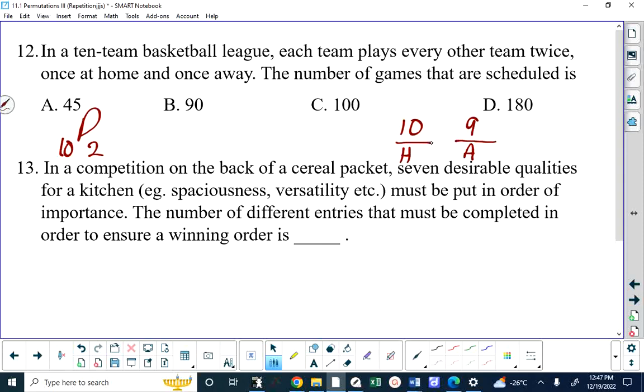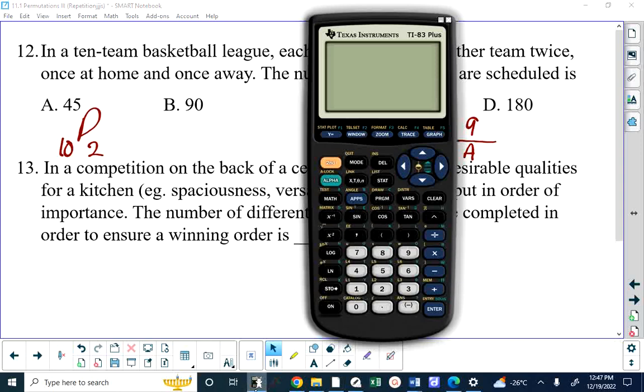So if we go to the calculator, just to confirm this, did I just say choose 2? I meant P2. It's pretty significant. 10P2, 10 permute 2, is 90. It's a weird question. I know that you'd be tempted to say, but I have to double it because they're playing home and away, but you don't. Okay. Other questions? Yeah. 11.